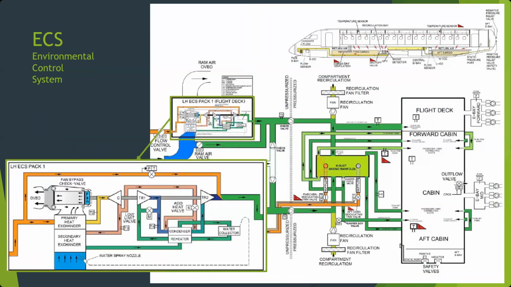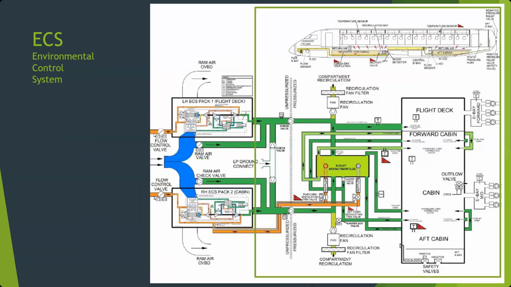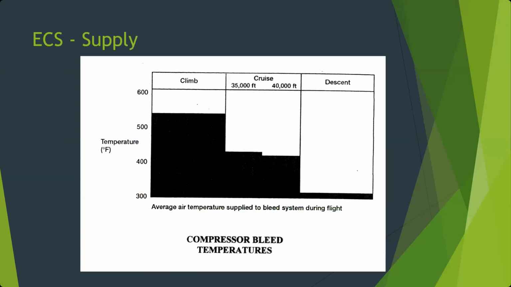But this whole system, the packs, the distribution, we want to have comfortable air in the cabin, has to take variable temperature air. So here's an example of an aircraft during climb. The bleed air might be somewhere between 500 and 600 degrees, right? Because the engine's working really hard. At cruise, you can see it's dependent on altitude, because you're going to get a certain amount of temperature rise.